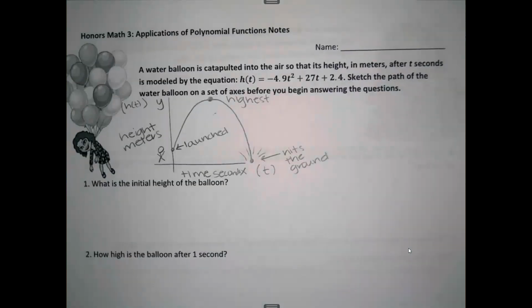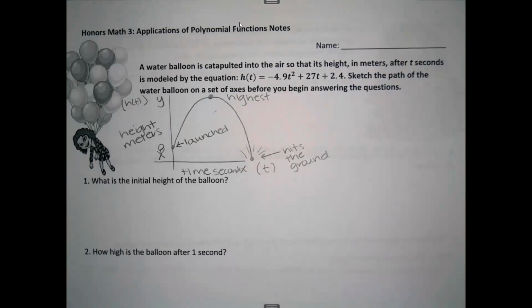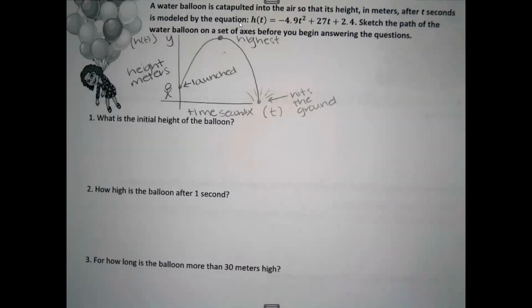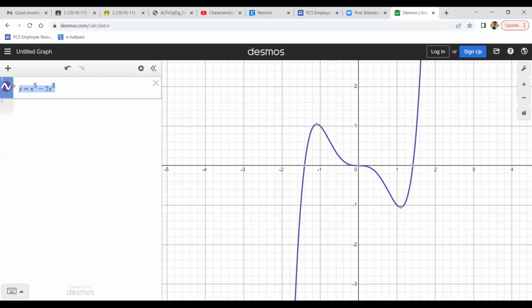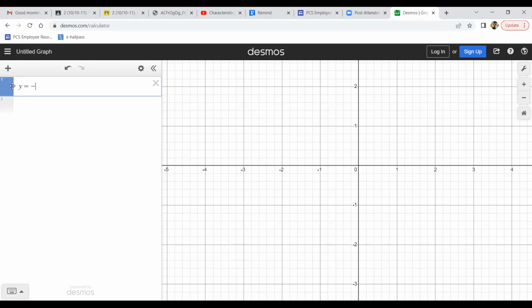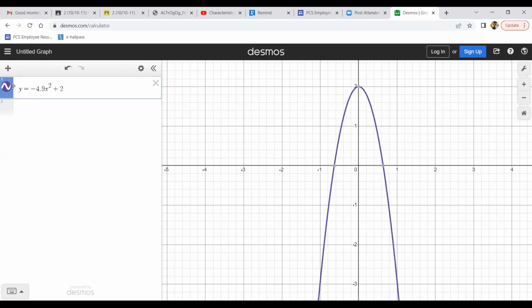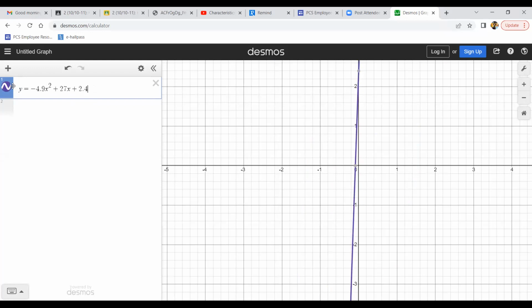Let's go ahead and graph it on Desmos. So now here we're going to have to adjust our window a little bit on Desmos so that we can see stuff in a way that kind of makes sense. And you'll see what I mean in a second. So y equals negative 4.9 x squared. So you're noticing instead of me typing the t's, I'm typing x's. And that's just because Desmos prefers x's. So I typed the equation.